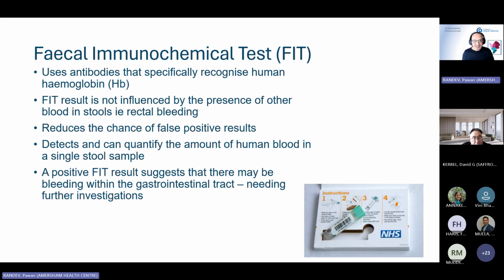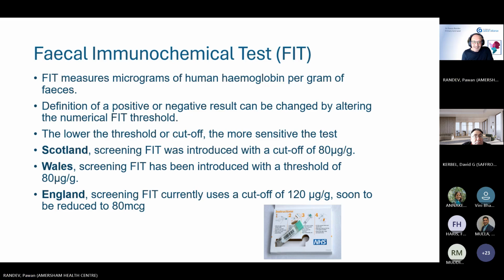And because it's immunochemical, you get far fewer false positives. And of course, you get the quantified result. And a positive FIT test, as we know, suggests bleeding within the GI tract. In particular, we're looking at micrograms per gram, and the test itself is quantitative, so that the thresholds can be changed.